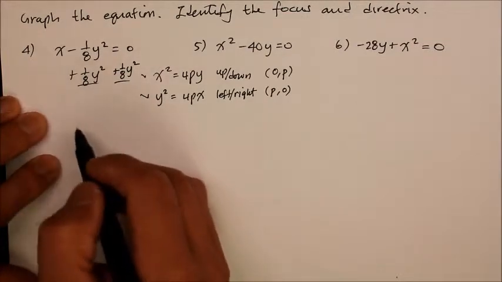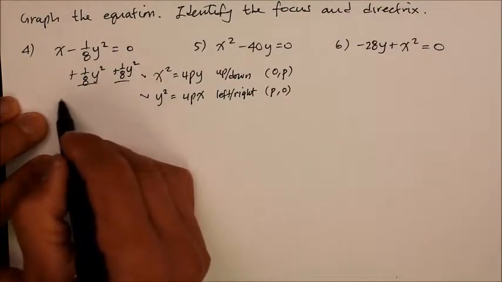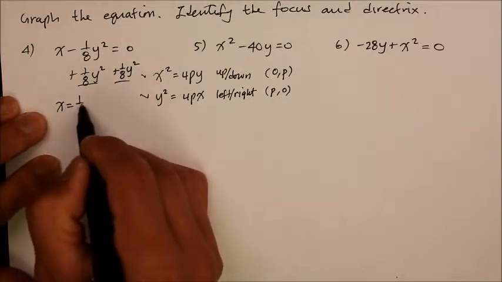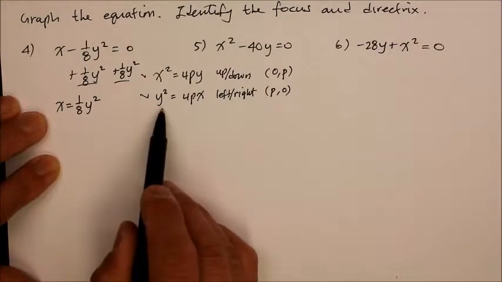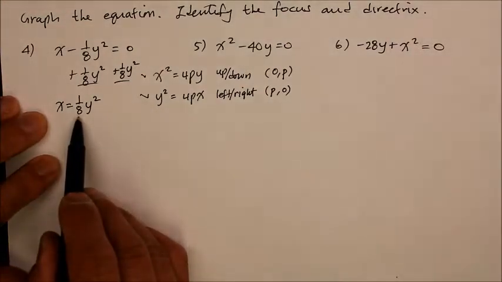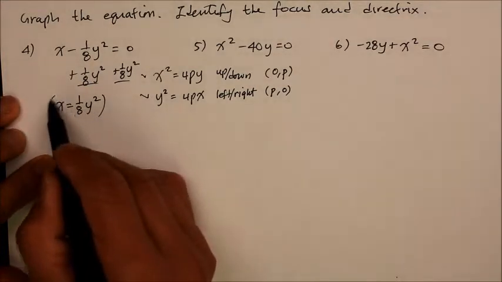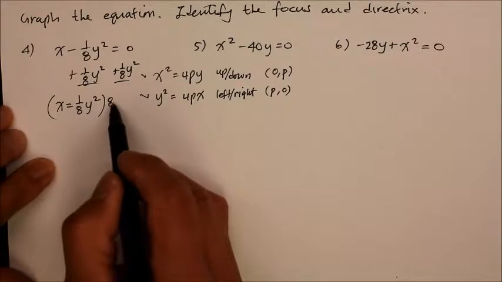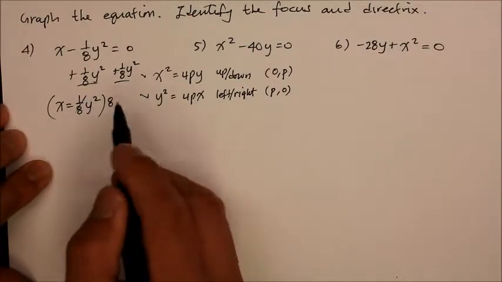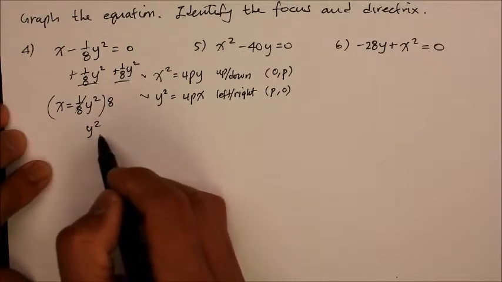So what we end up with is x equals 1/8 y squared. Now this is starting to look like a parabola that's supposed to go left or right. But there's a coefficient 1/8. And how do I get rid of that? Well, let's multiply by the reciprocal of 1/8, which is 8. So the 1/8 cancels with the coefficient 8, which leaves me with this y squared.